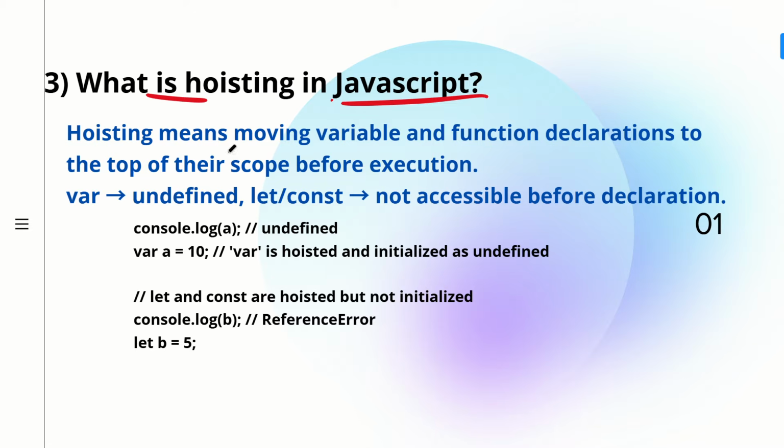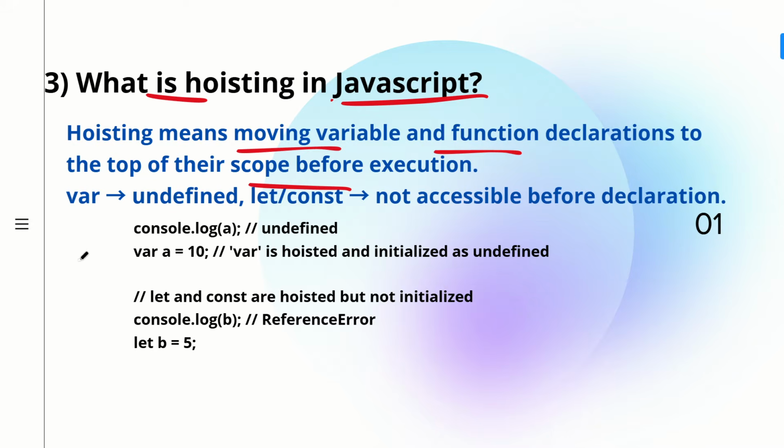So let us see by definition what it means. Hoisting means moving the variable and function declarations to the top of their scope before the execution. So before any execution is happening, we are going to move the variable and function declarations to the top of their scope.